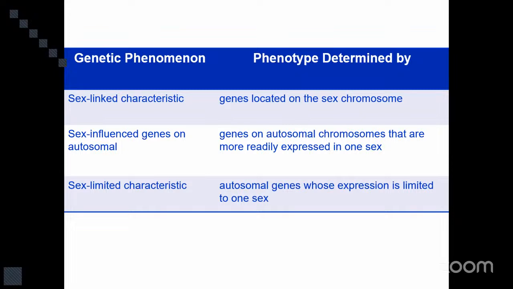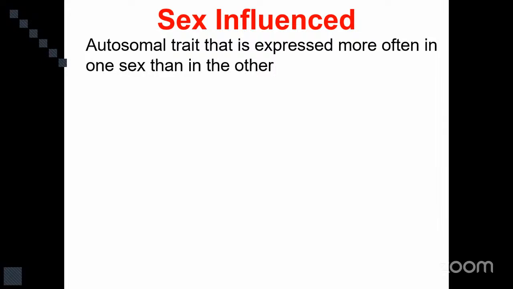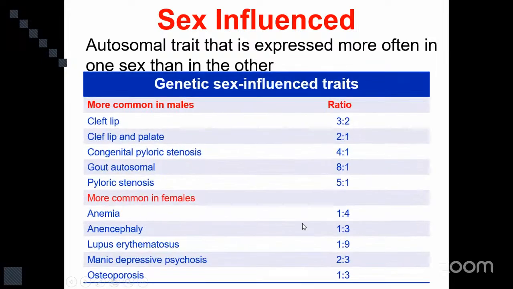The difference between influenced and limited is that both sexes can actually be affected in the influenced case, but the degree of expression will be influenced by whether it is in the males or in the females, whereas the limited trait can only be seen in one particular sex. So a sex-influenced autosomal trait is expressed more often in one sex than in the other. On this particular instance, you will appreciate what we are saying here. More common in males: cleft lip and palate.